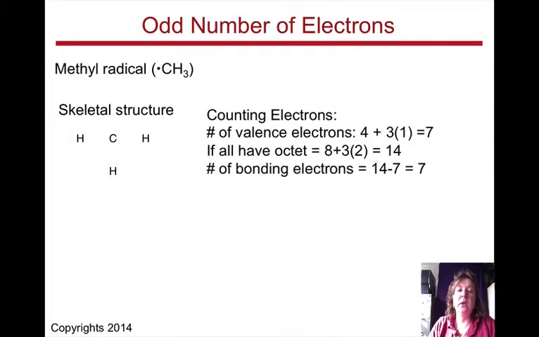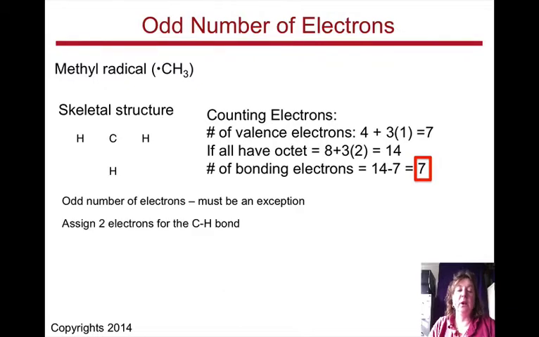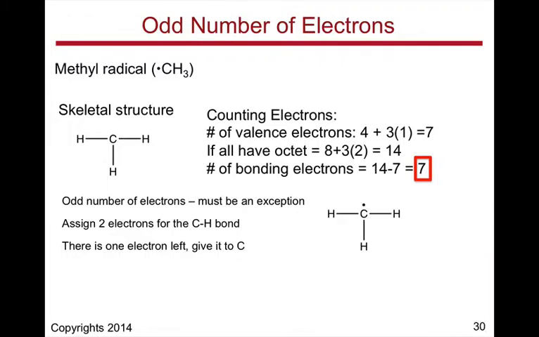The number of valence electrons is 4 plus 3 times 1 equals 7. If all have an octet, 8 plus 3 times 2 is 14. Number of bonding electrons, 14 minus 7 equals 7. We have an odd number. We have to realize that this is going to cause us some issues, and we are going to fix that by assuming we can have 1 electron by itself because we have an odd number of electrons. So we're going to assign 2 electrons for each of the carbon-hydrogen bonds. That has accounted for 6 of the 7 valence electrons. Hydrogen has its 2 electrons, so now we have 1 electron left. Let's give it to carbon.